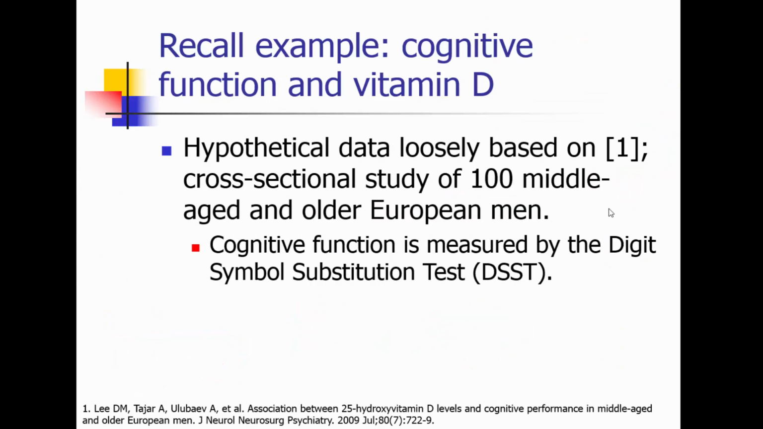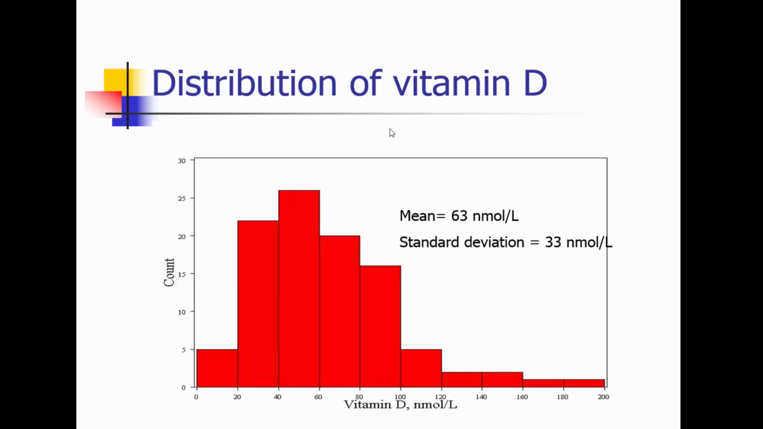Here's an example. There is some hypothetical data on some 100 middle-aged European men and the presence of vitamin D. So here is the data. The dependent variable is the distribution of vitamin D, that means the presence of vitamin D in people.